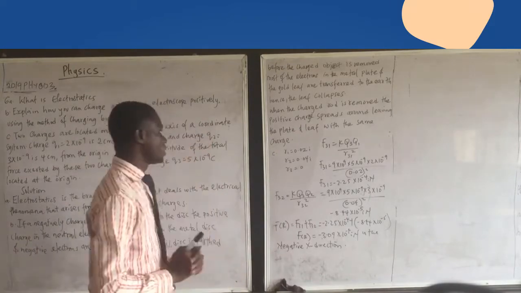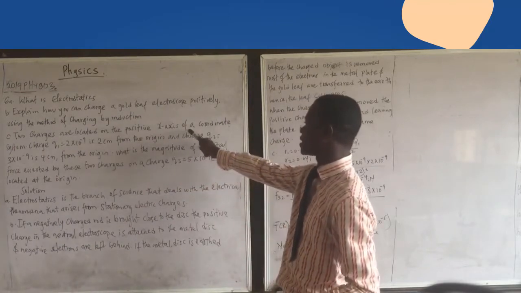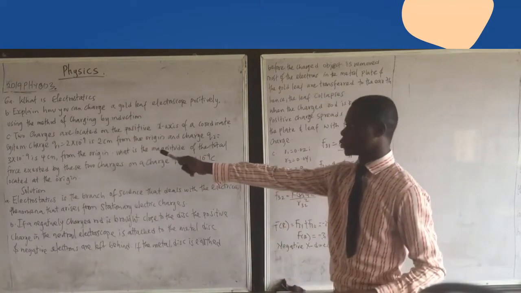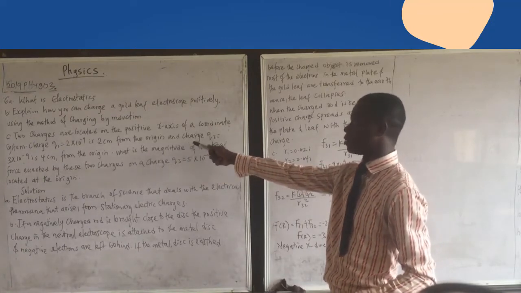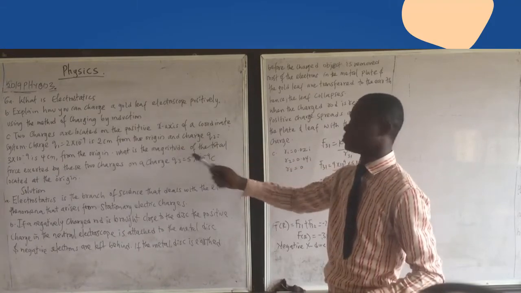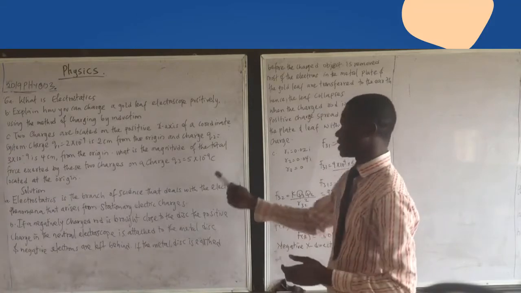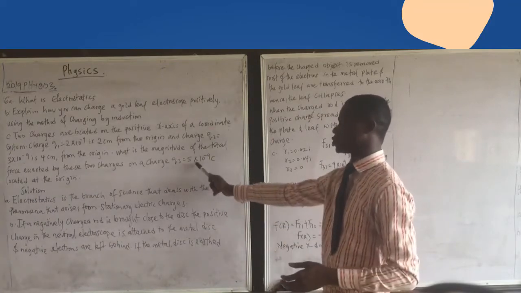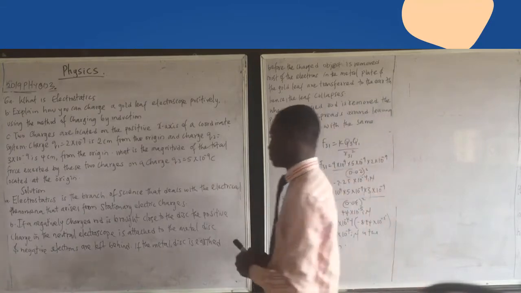So then the C part: two charges are located on the positive x-axis of a coordinate system. Q1 is 2 times 10 to the power minus 9, which is 2 cm from the origin, and Q2 is 3 times 10 to the power minus 9, 4 cm from the origin. You see, what is the magnitude of the force exerted by the two charges on a charge Q3, 5 times 10 to the power minus 9, located at the origin?